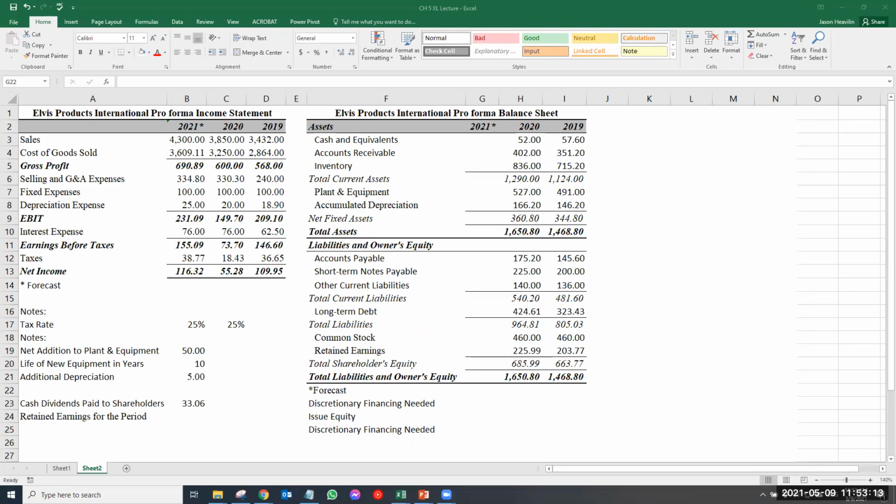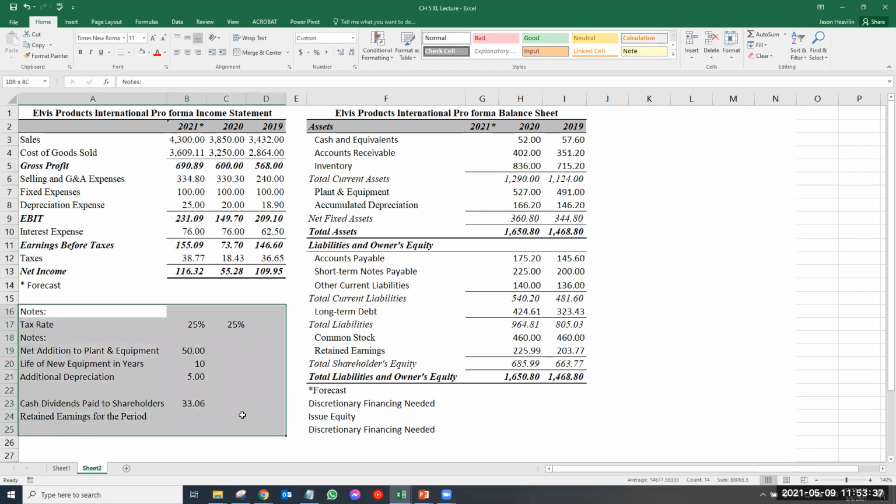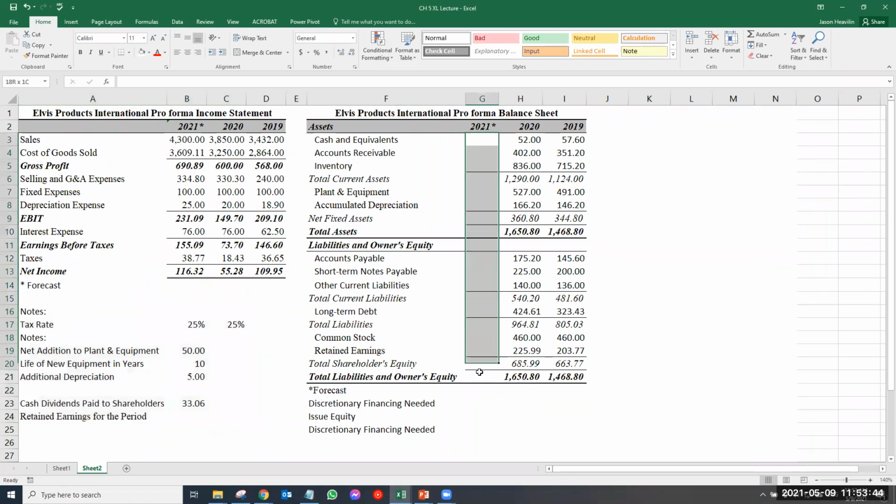Welcome back. In this video, we are going to work on a pro forma balance sheet. In other words, a projection, a forecast of the balance sheet. On the screen, you see that we have an income statement that was worked on before and was already projected for the year 2021. And these are the values. We have some notes that we need to pay attention to as we work through. And the idea is to fill these out.